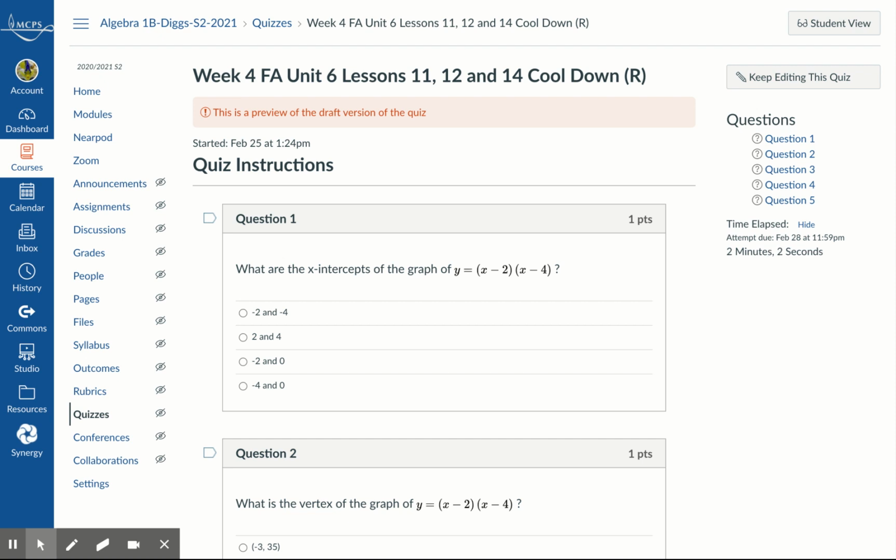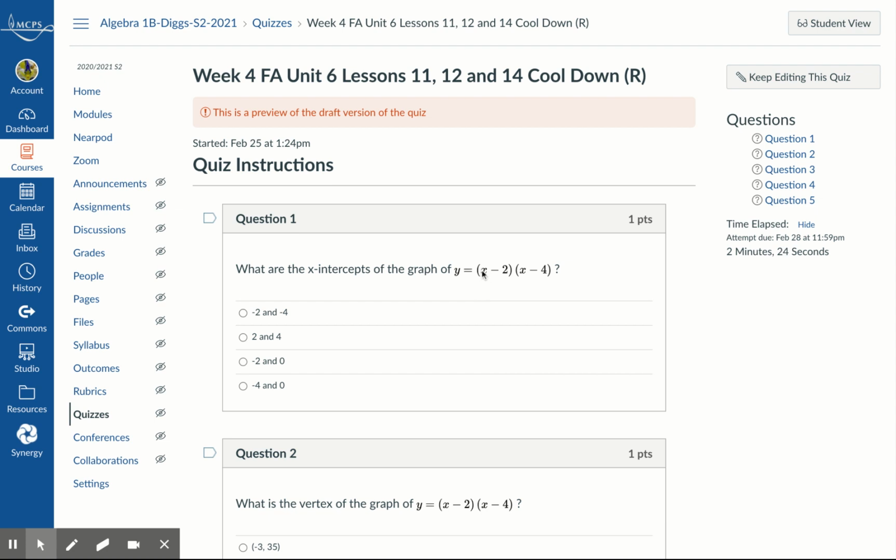So for question 1, it says, what are the x-intercepts of the graph? So remember, our x-intercepts are the opposites of our factors, and that is because the x-intercepts are when y is 0. So that means we have to make these things in the parentheses equal to 0. So the opposite of -2 would be 2, and the opposite of -4 would be 4.